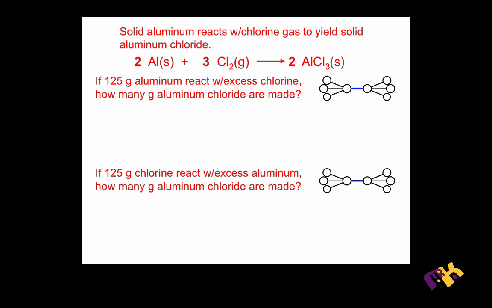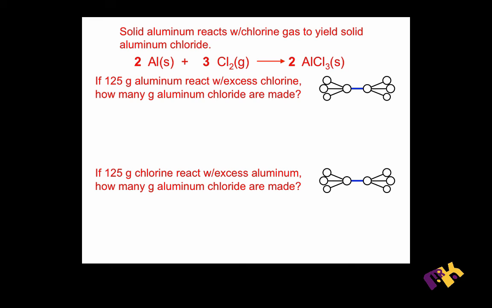We should be able to respond to the following questions. If 125 grams of aluminum react with an unlimited supply of chlorine, how many grams of aluminum chloride are made? And then we could flip it around the other way. If we had 125 grams of chlorine reacting with an unlimited amount of aluminum, how much would we make? And so we could compare. We could run them through.